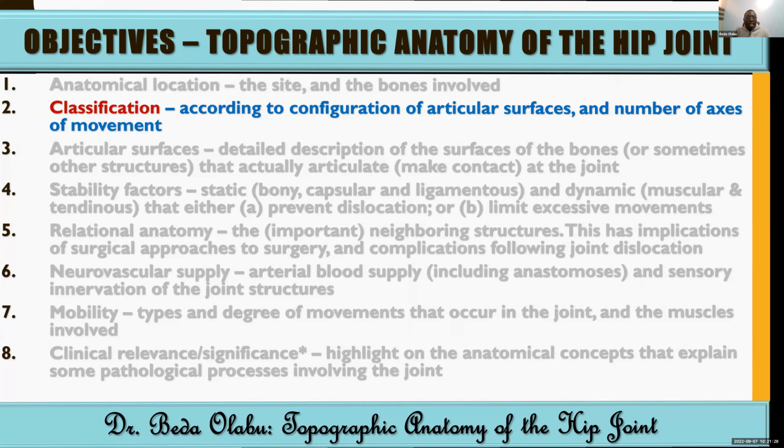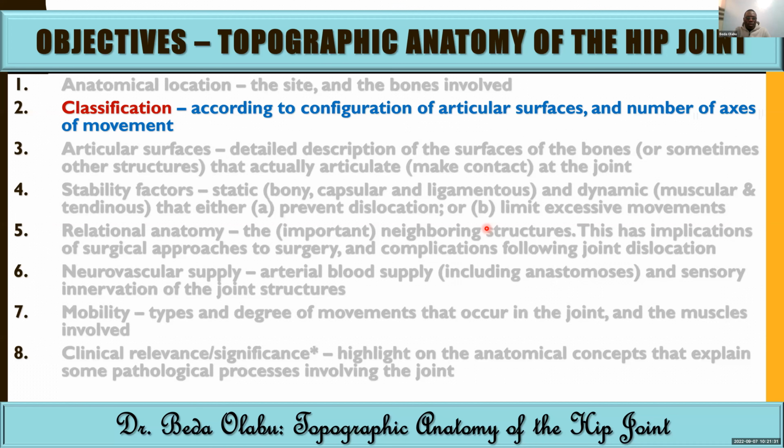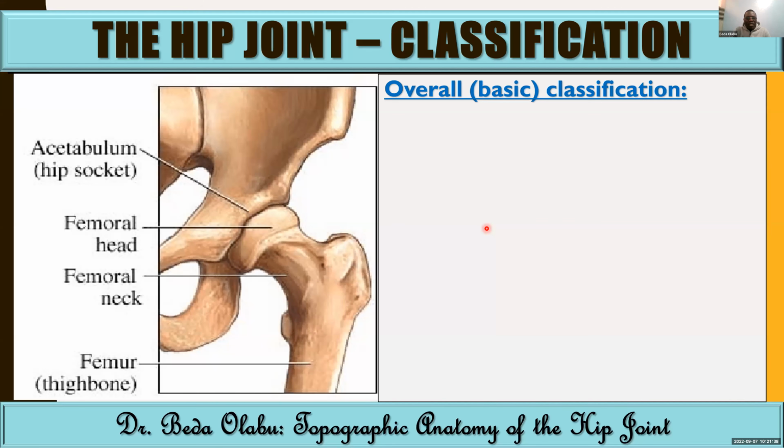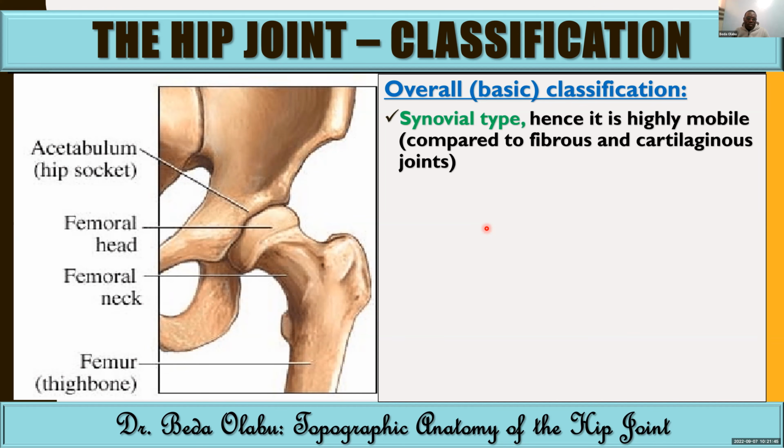Having said so, we can now give a classification of the hip joint. As I told you, for synovial joints, there are some concepts that we look at when we classify them. But overall, the hip joint is a synovial joint. It is not a fibrous joint, it is not a cartilaginous joint, it's a synovial joint. And because it's a synovial joint, it will allow a lot of movement compared to what a fibrous joint or a cartilaginous joint can allow.